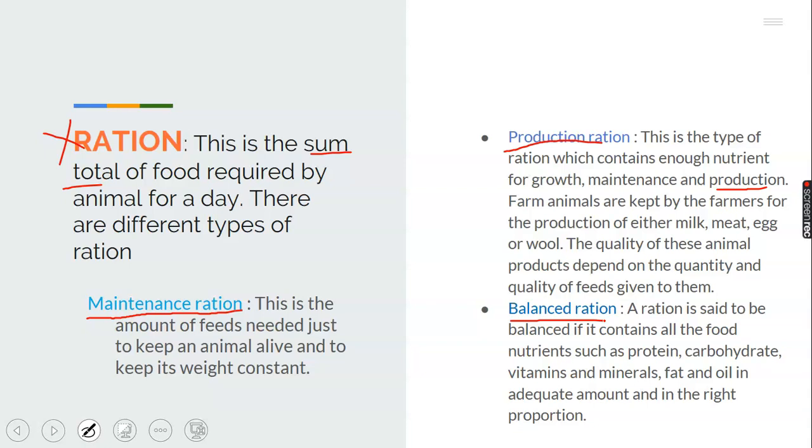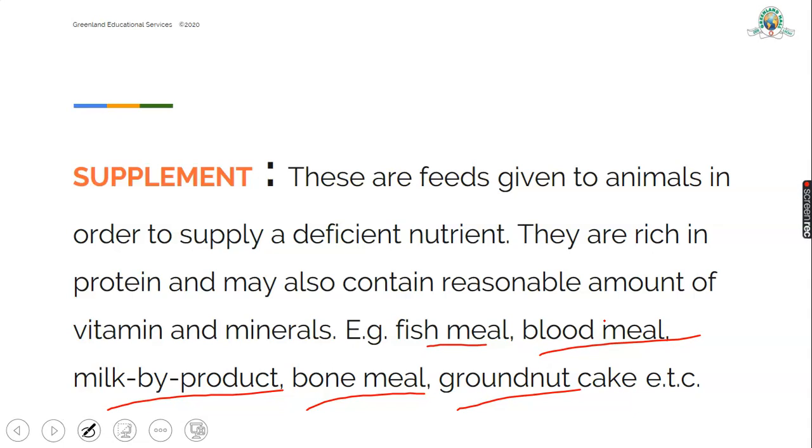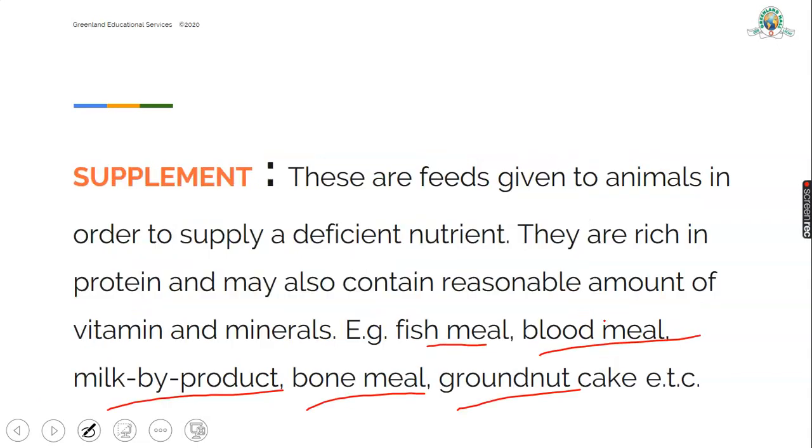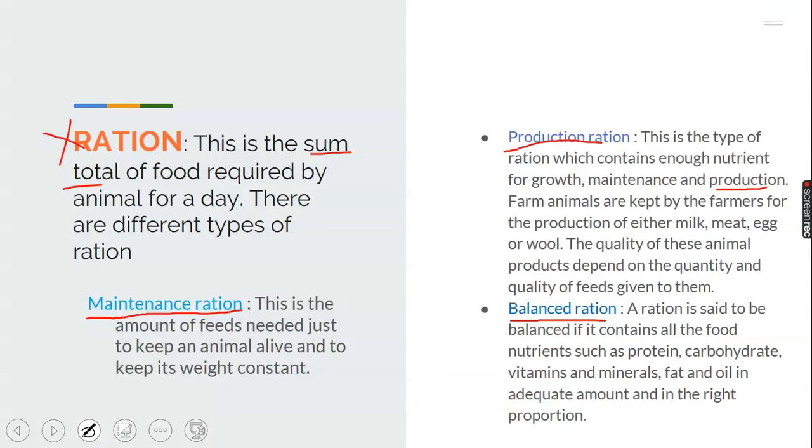Take note of the three types of ration: maintenance ration, production ration, and balanced ration. All right. And don't forget what supplement feeds are, and as well concentrate. Very important. You should be able to give examples of concentrate feeds, you should be able to give examples of supplement feeds, and you should be able to give examples of the food nutrients which ration contains.